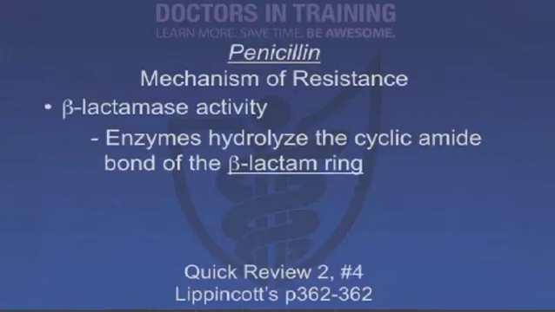Next, explain the mechanisms of penicillin resistance. So this is real important. So first is the beta-lactamase activity. So enzymes hydrolyze the cyclic amide bond of the beta-lactam ring. So enzymes are either being spewed out by our gram-positive bacteria or trapped in between the cell membranes of the gram-negative bacteria, and it's actually just beating up on our penicillins, breaking up those rings, and it's no longer effective.